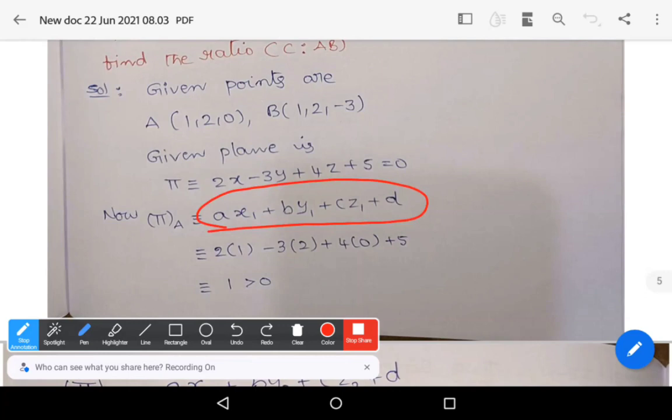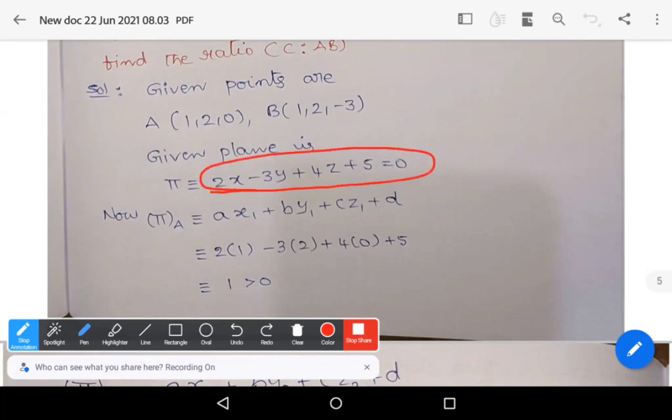Observe this clearly. Pi A means ax1 plus by1 plus cz1 plus d. A, B, C and D are taken from the plane, and x1, y1, z1 are taken from the point. So you get 2 into 1, minus 3 into 2, plus 4 into 0, plus 5. Finally, you get 1, which is greater than 0. Pi A is greater than 0.